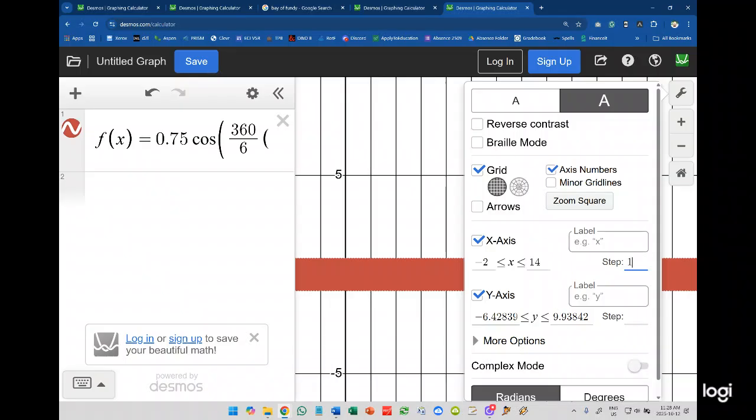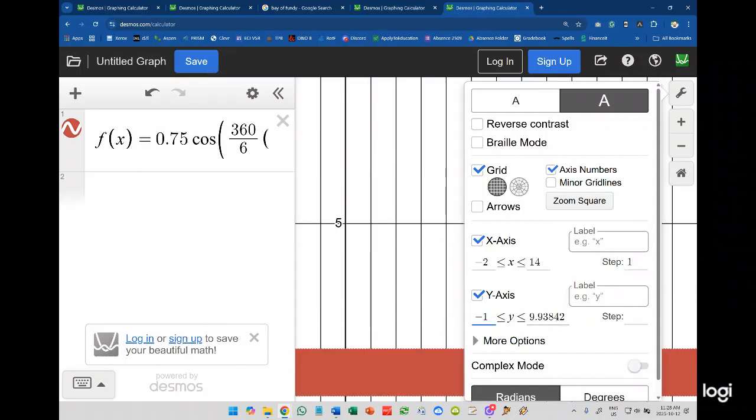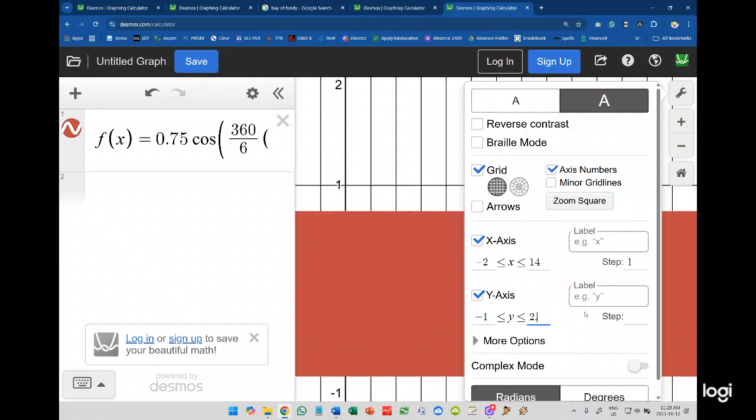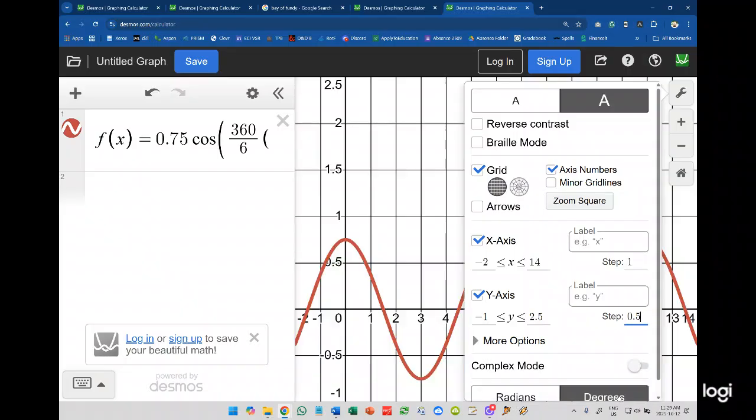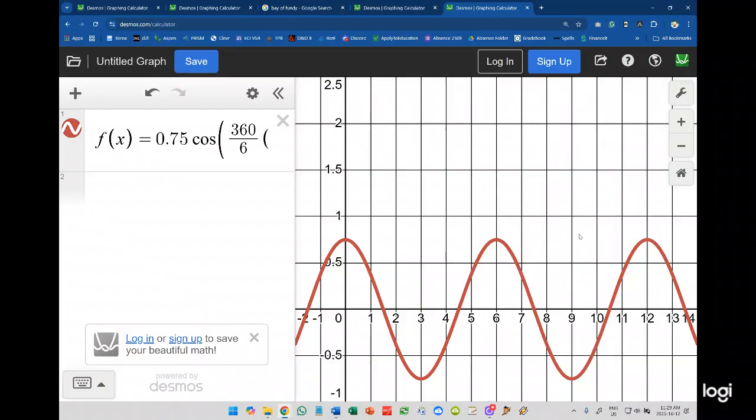And then my y values, because this is the height above the lowest point, it's going to go from 0 up to 1.5. And I'll go from, I don't know, -1 up to 2.5. And I'll go up every 0.5. And then I make sure I'm in degrees. And as soon as I switch to degrees, you'll notice the graph fixes itself and it looks much better than it did before.